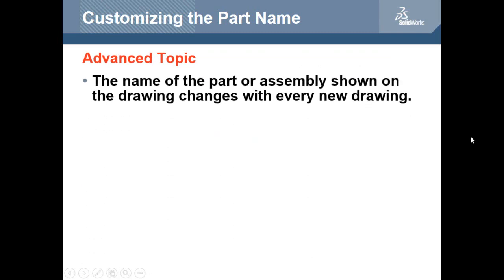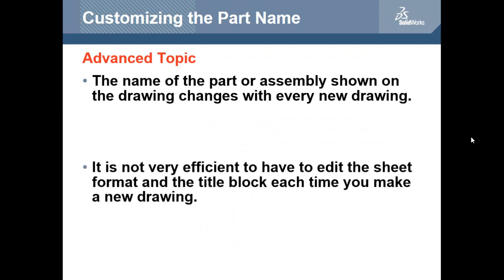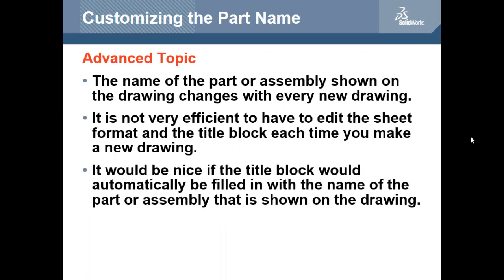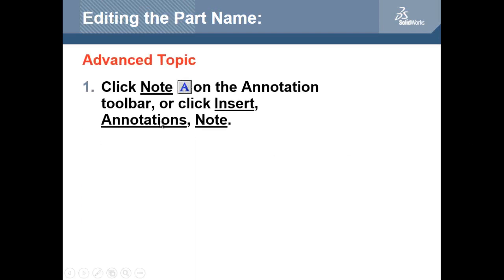Advanced topic. The name of the part or assembly shown on the drawing changes with every new drawing. It is not very efficient to have to edit the sheet format and the title block each time you make a new drawing. It would be nice if the title block would automatically be filled in with the name of the part or assembly that is shown on the drawing. This can be done. Advanced topic.